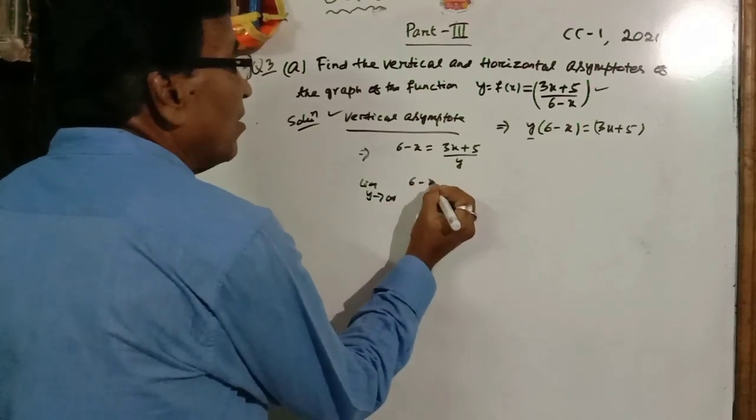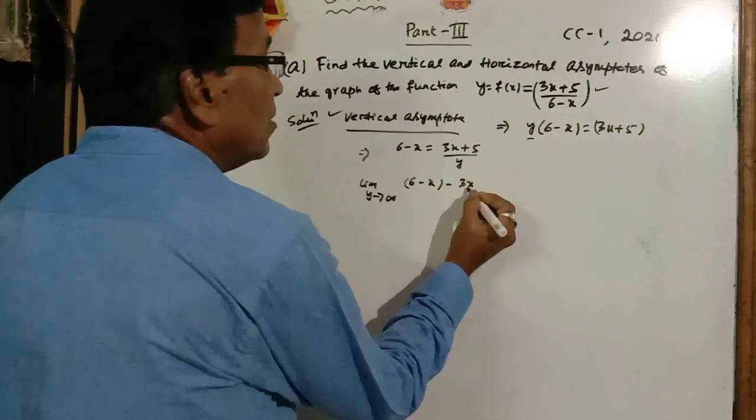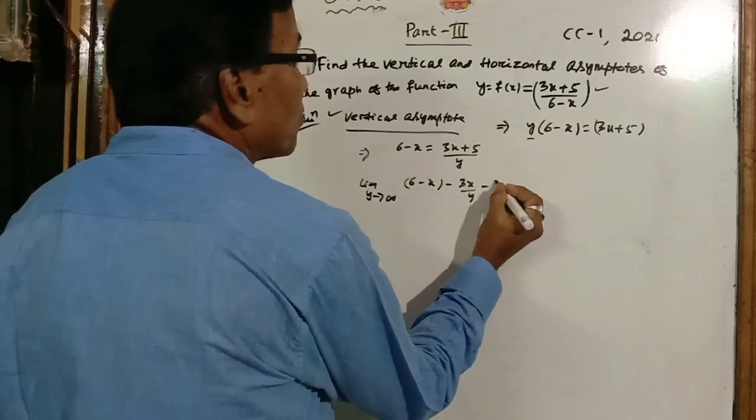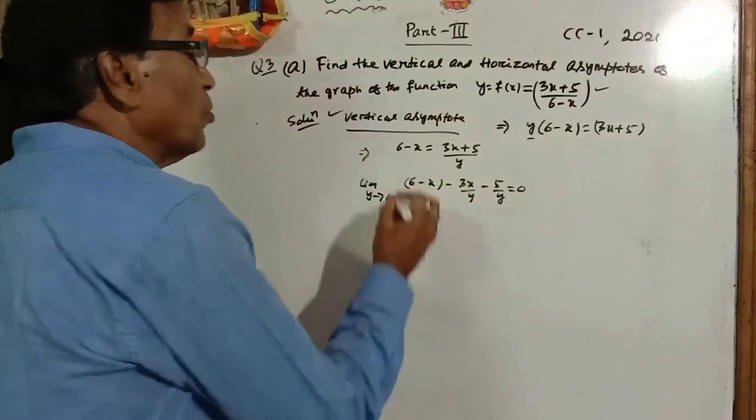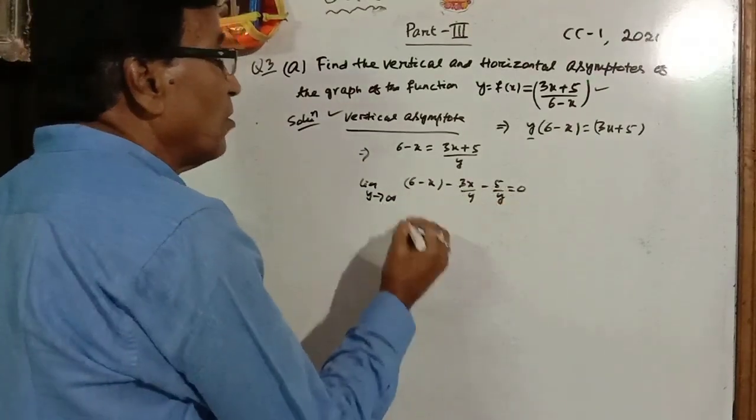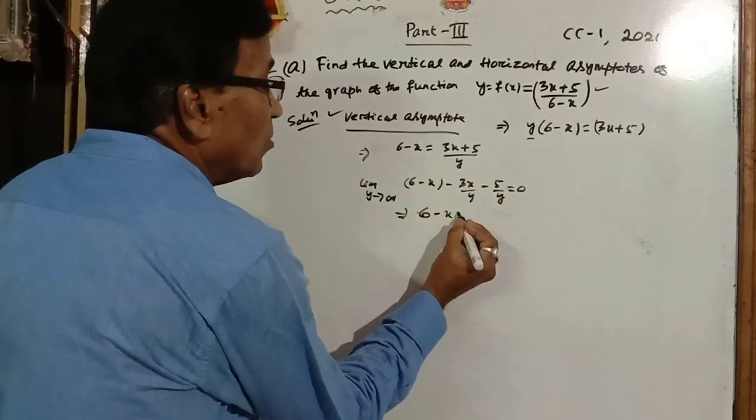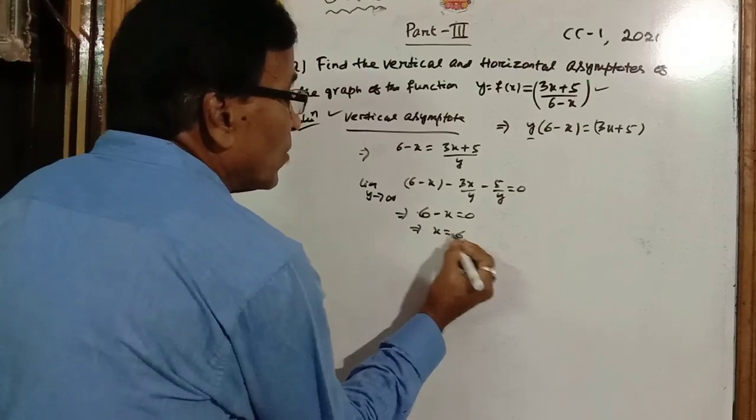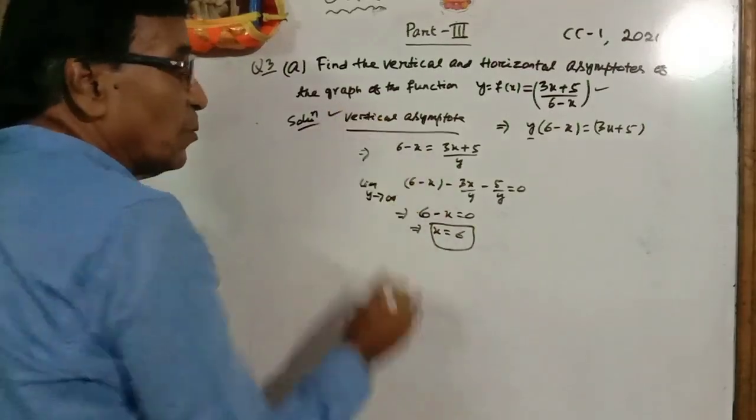So it is 6 minus x minus 3x by y minus 5 by y is equal to 0. When y tends to infinity, this will tend to 0 and this will tend to 0. So we are getting that 6 minus x is equal to 0, which implies that x is equal to 6. So it is the vertical asymptote.